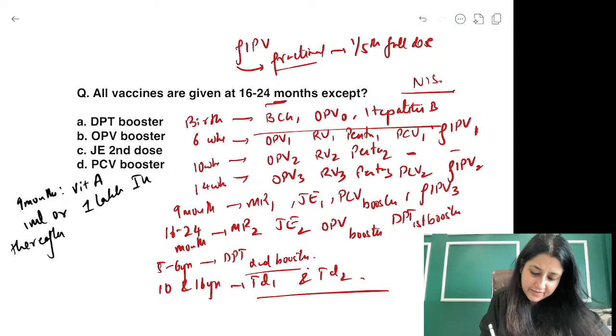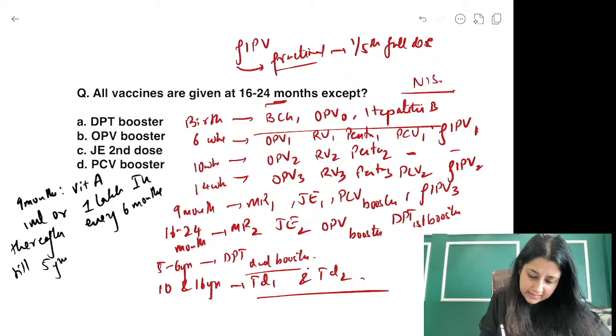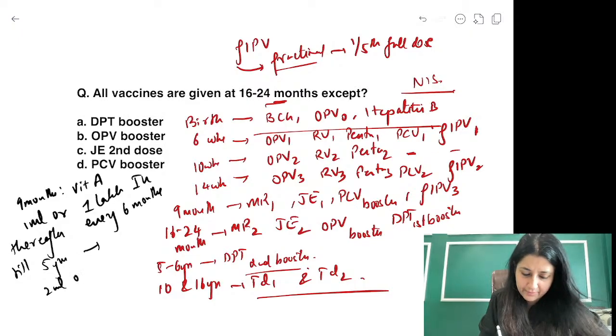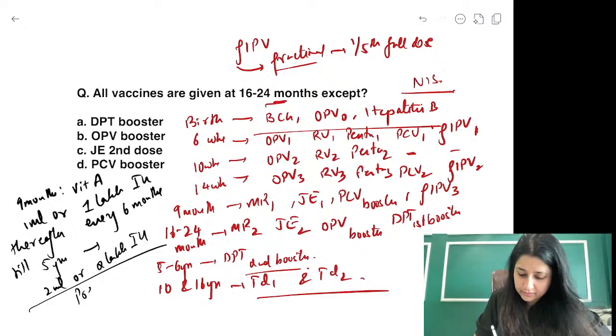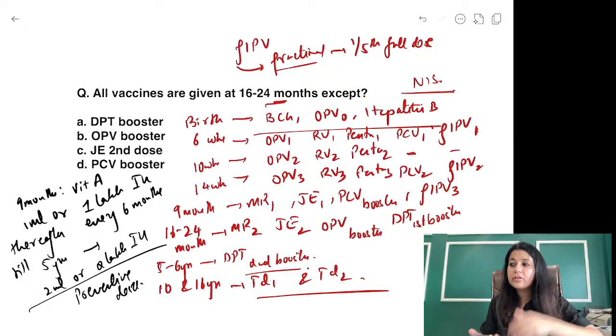Thereafter, every 6 months till 5 years, how much do we give? 2 ml or 2 lakh international unit. These are all what doses? These are all preventive doses, not the treatment doses.